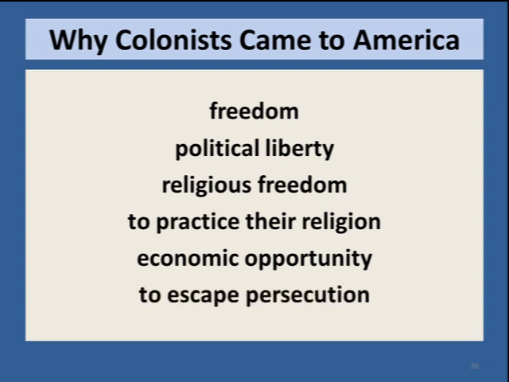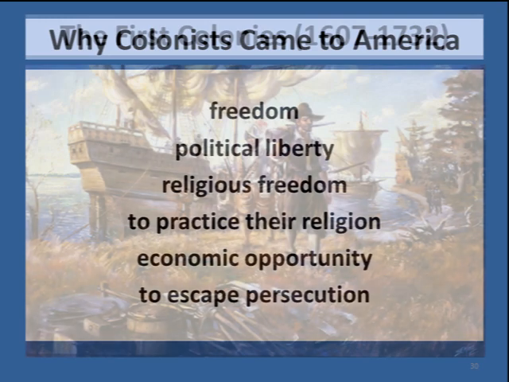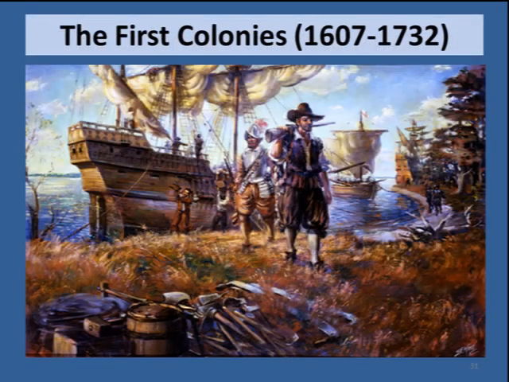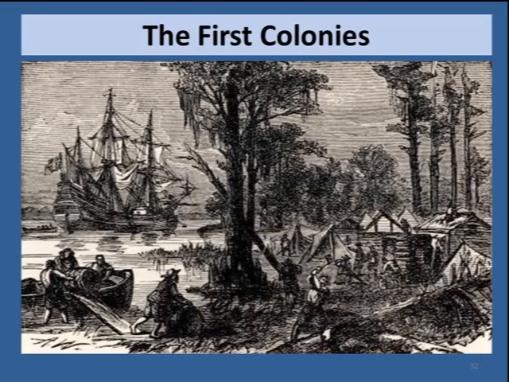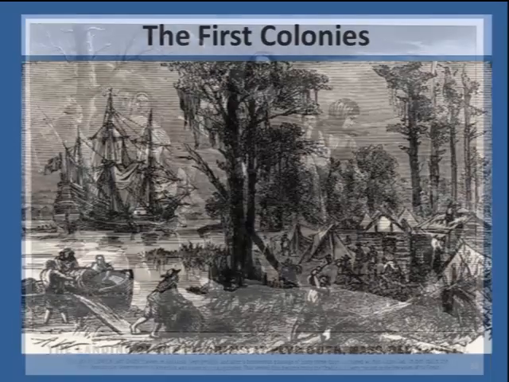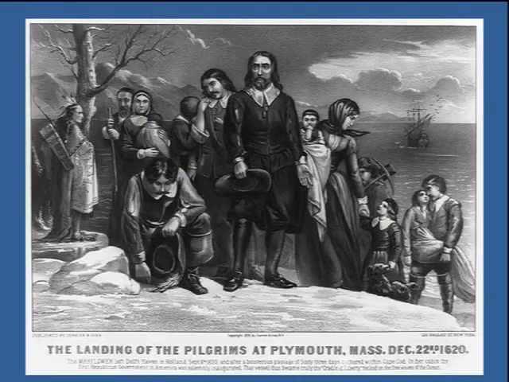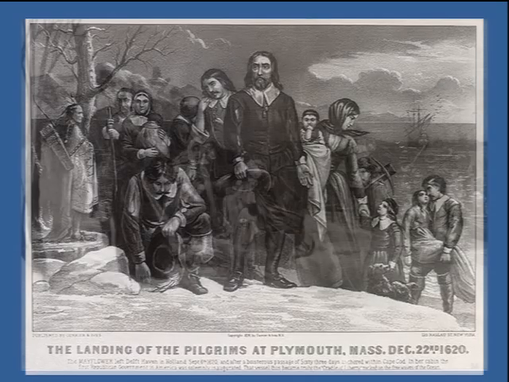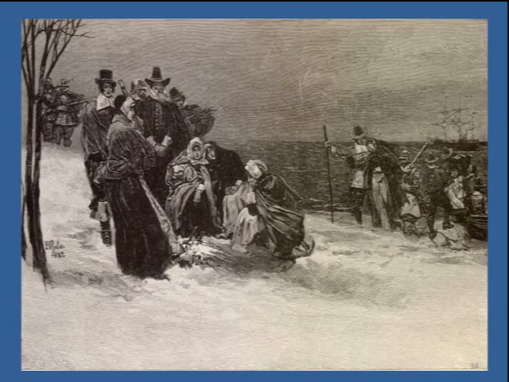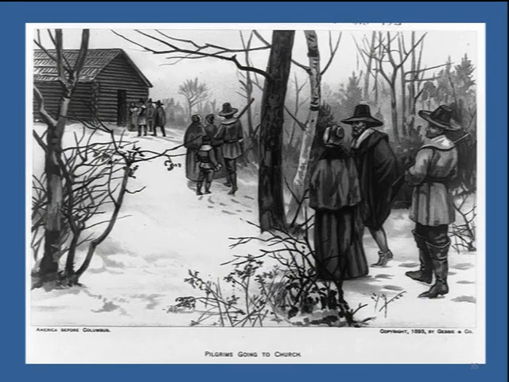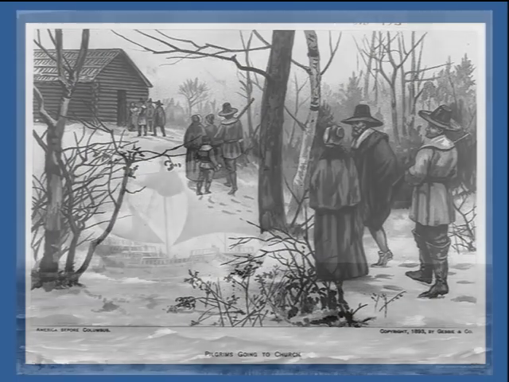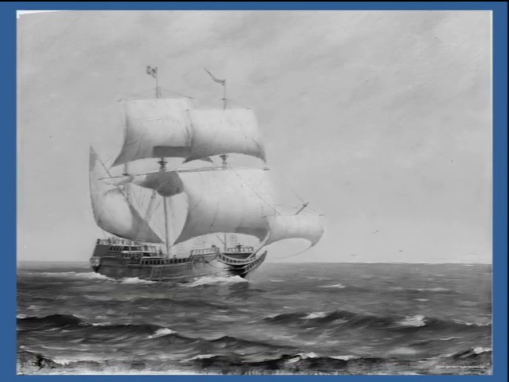In 1607, the first permanent British colony was created in Virginia. Most members of that colony came for economic reasons. The second successful British colony was in Plymouth, Massachusetts. Plymouth was started by pilgrims who came here for religious freedom and to escape persecution. These pilgrims sailed to Plymouth on the Mayflower in 1620.